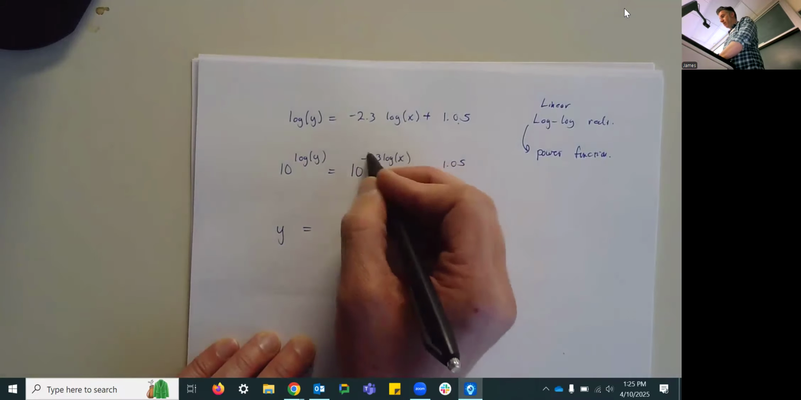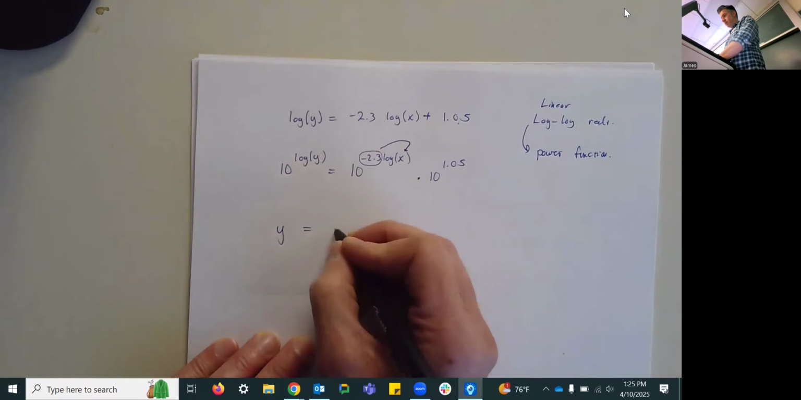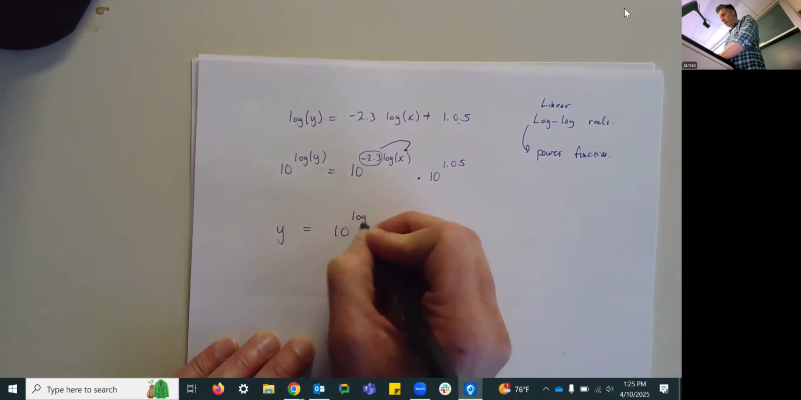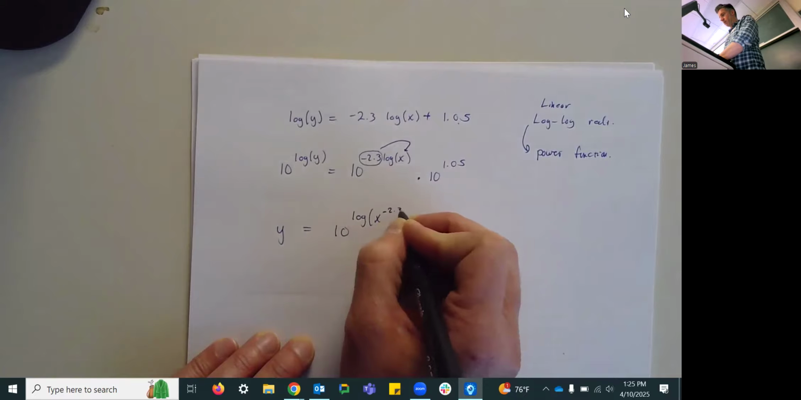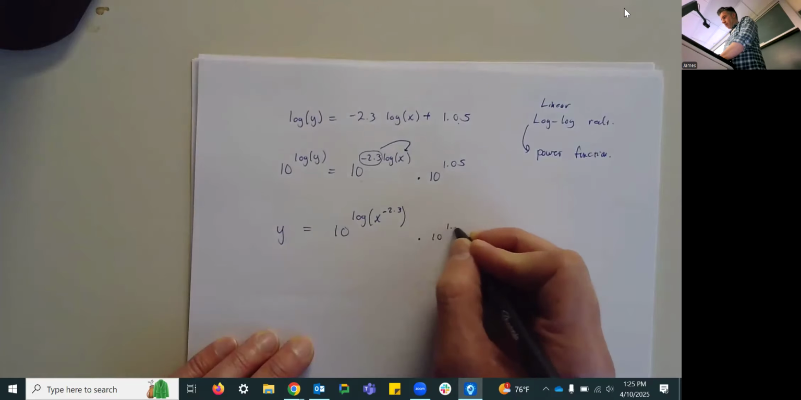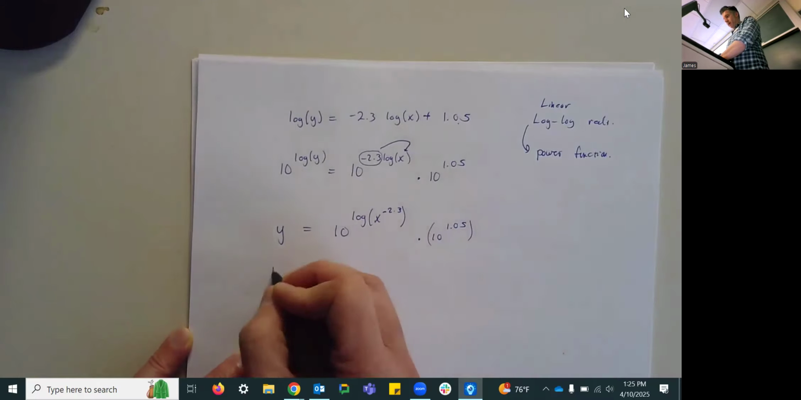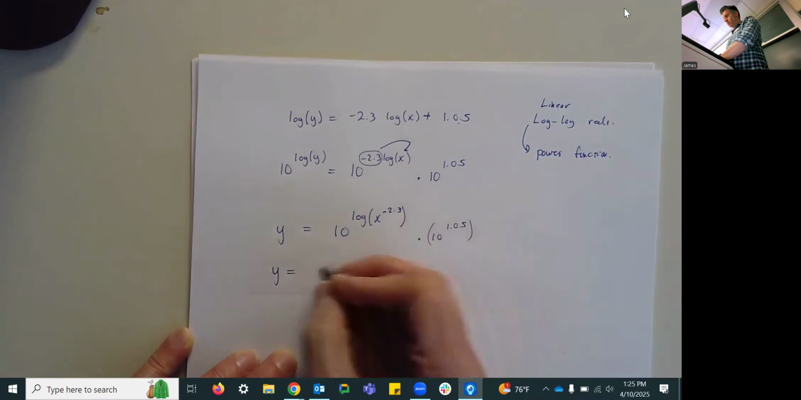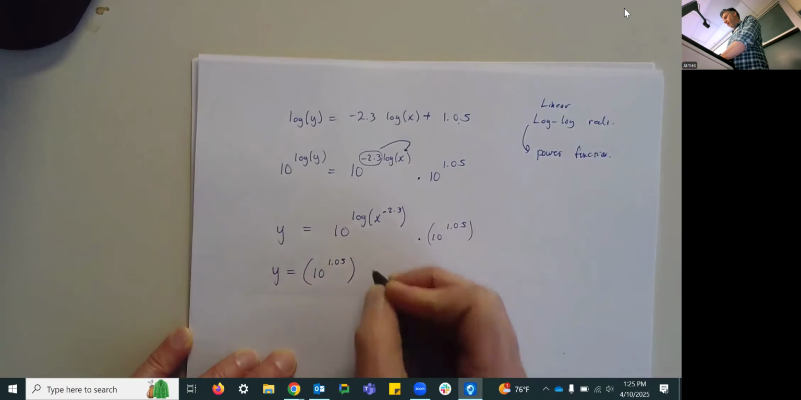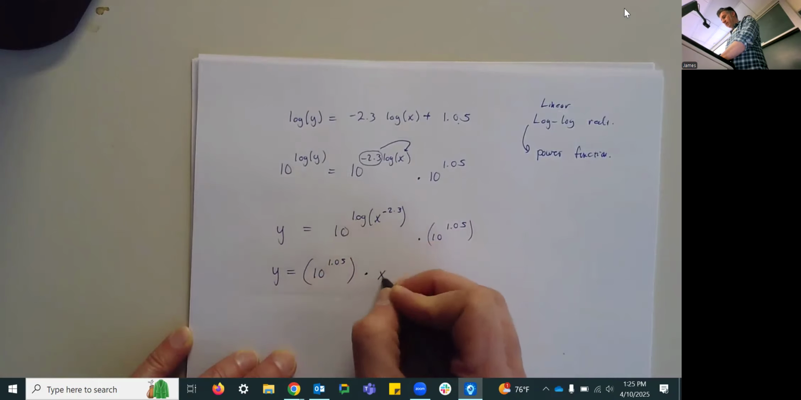I'm going to rewrite this with the negative 2.3 as the power. So that's going to be 10 to the log of x to the negative 2.3 times 10 to the 1.05. And finally, our last step, we're going to rewrite this as y. So I like to write the constant first, not for any good reason other than it just is ingrained. 10 to the 1.05 times 10 to the log of x to the negative 2.3 is x to the negative 2.3.